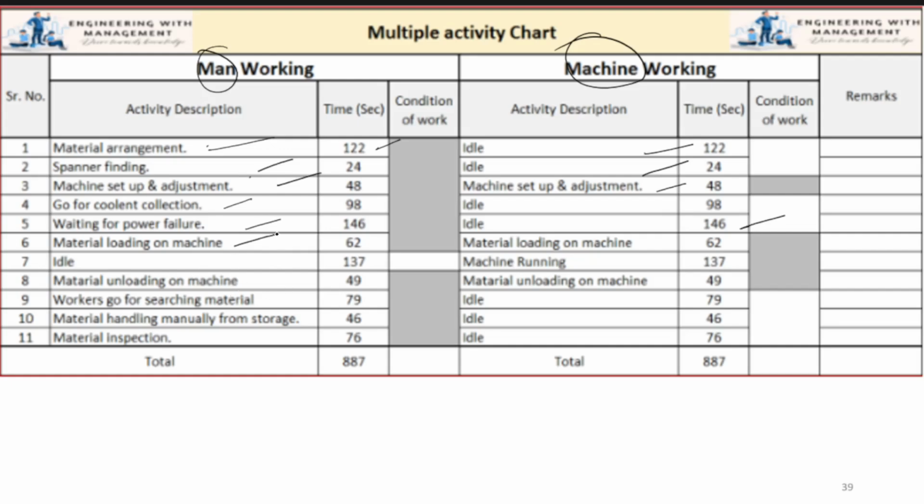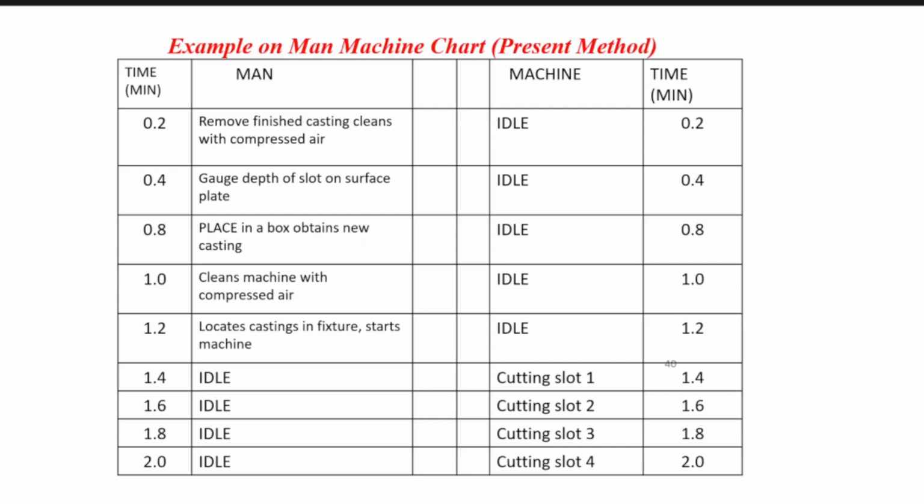Material loading on the machine: man is idle and machine is running for this activity. Then material unloading on the machine, man is working and machine is also working. Worker goes for searching of the material, machine is idle. Material handling manually from storage, machine is idle, and material inspection, machine is idle. So this is the man-machine type chart.